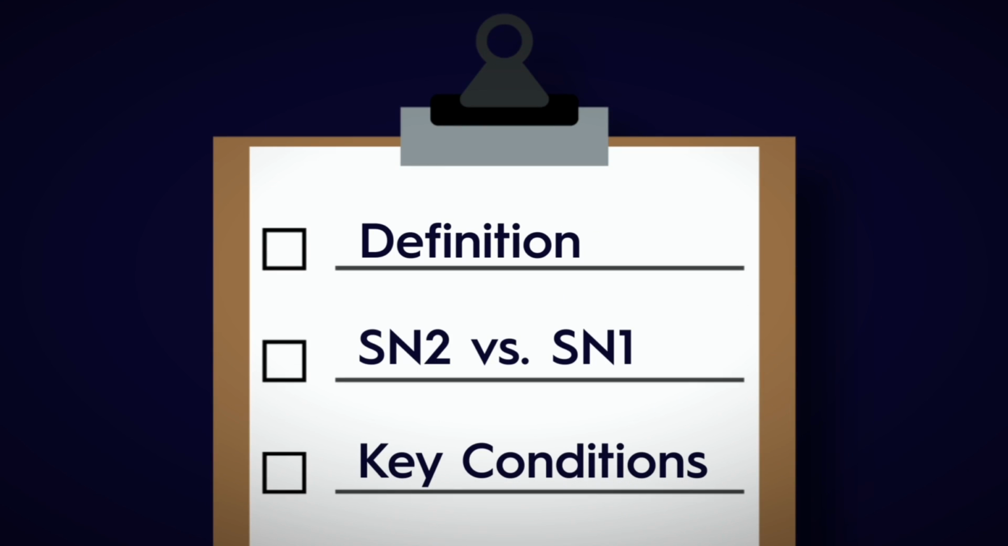So far, we've defined nucleophilic substitution, compared SN2 and SN1, and seen how factors like substrate structure, nucleophile strength, leaving group ability, and solvent all work together to decide which mechanism takes over.